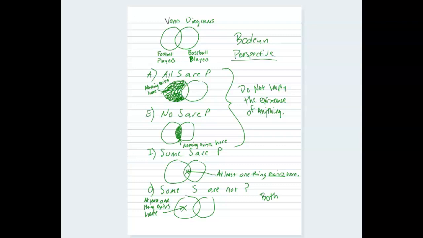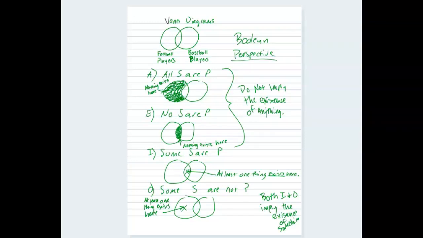From the Boolean perspective, the I and the O propositions both imply the existence of something. Remember what the sentence says: at least one thing exists here. So notice the difference. The A and the E propositions, nothing exists here, so they don't imply the existence of anything. The I and the O propositions, at least one thing exists here, so they both imply the existence of something.